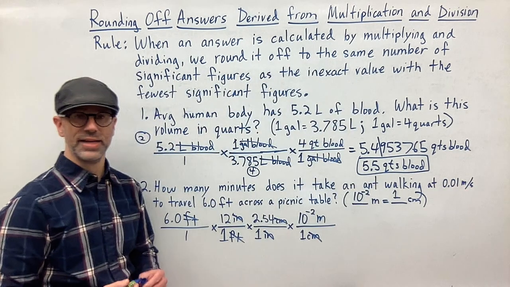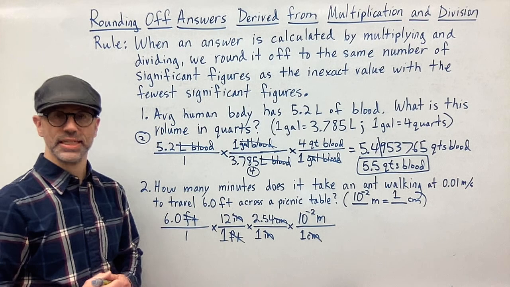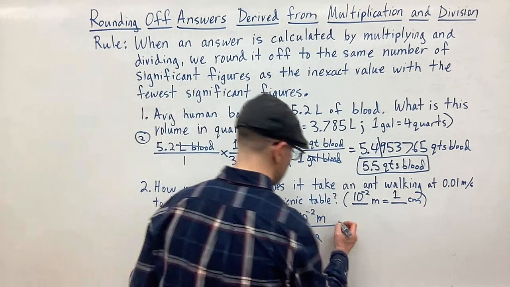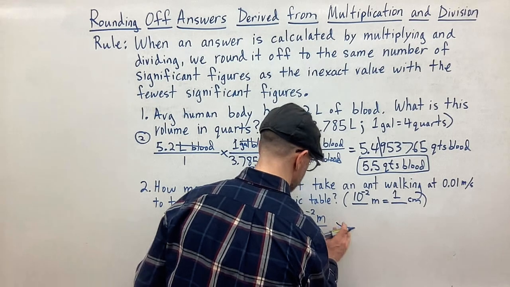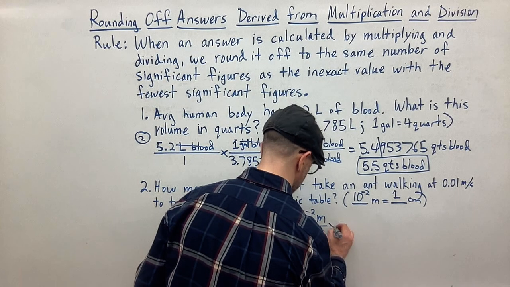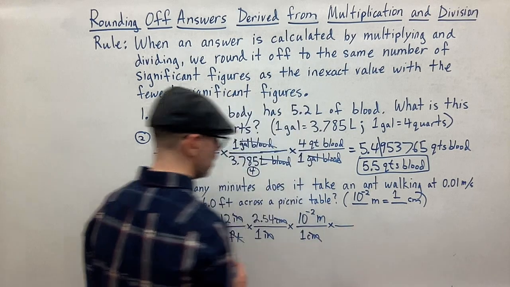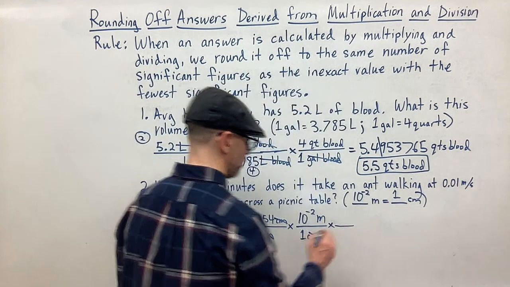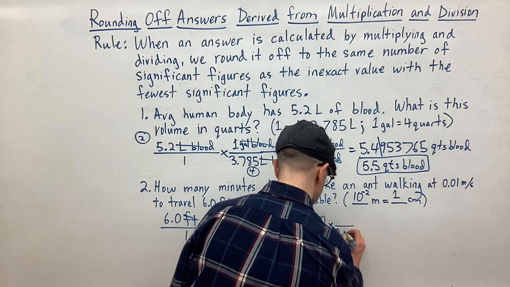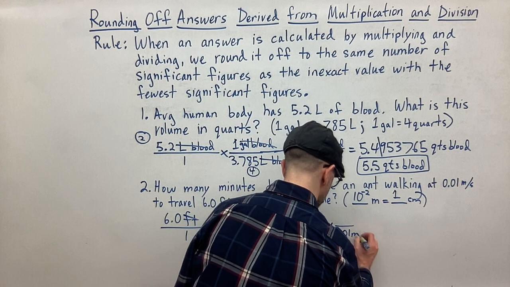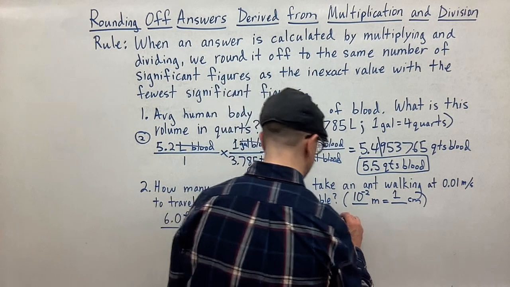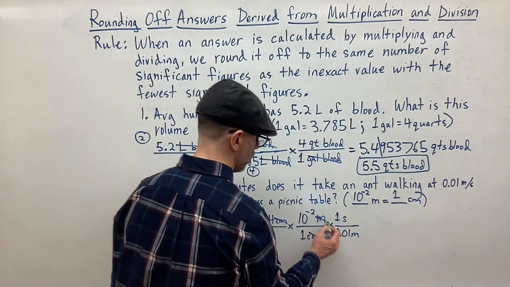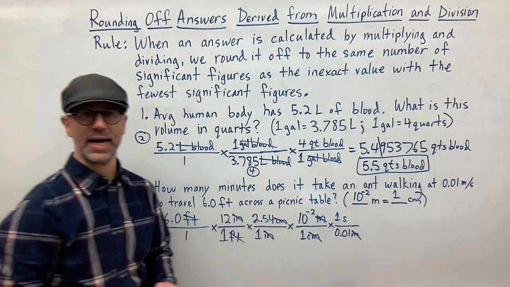I know that 1 second is equal to 0.01 meters. So since I have meters on top, I'm going to put 0.01 meters on the bottom and 1 second on top. So now meters cancels out. Now I'm in time. I got time.